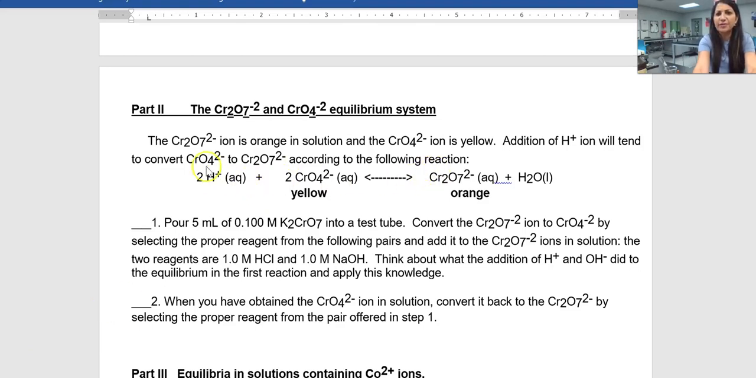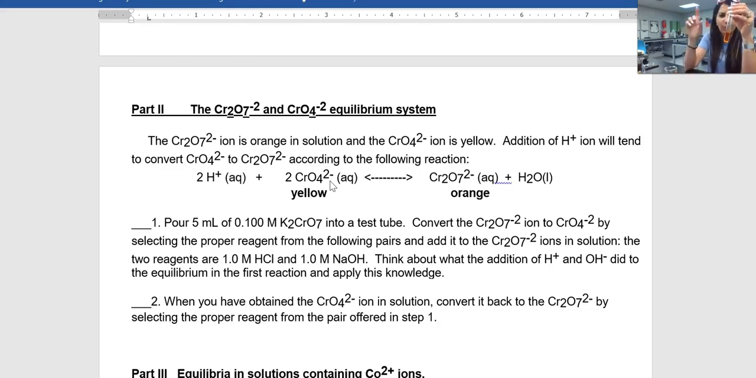Let's take a look. This is the reaction that they're talking about here. We know that we've got an orange color right now, which means that I've got the dichromate ion, which makes sense because it's K2Cr2O7 and that ionizes, so I've got the Cr2O7 2- ions taking over in here. What we want to do is turn it into this yellow stuff right here. So the question is, do we add HCl, which is going to break up into H+ and Cl-, or do we add NaOH, which is going to break up into Na+ and OH-?